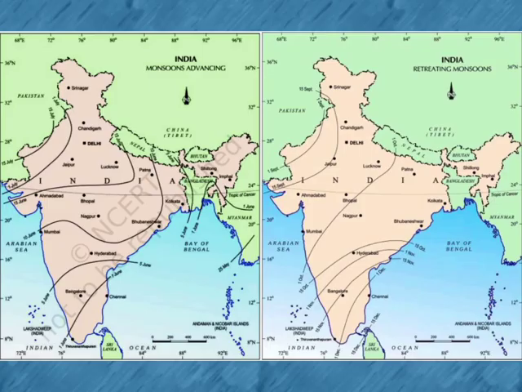So these are the two maps which are very important in understanding the advancing of the monsoon and the retreating of the monsoon. You can see on the left side map, on 1st June, the monsoon arrives at the south tip of mainland India, that is Kerala. On the 10th of June, it occupies 50% of peninsular India and arrives at Mumbai. Up to 15 July, it occupies the whole of India.